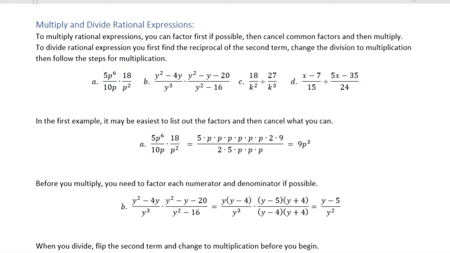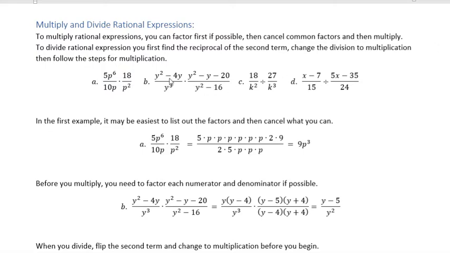To multiply rational expressions, you can factor first if possible, cancel the common factors, and then multiply. To divide rational expressions, you first find the reciprocal of the second term, change the division to multiplication, and then follow the steps for multiplication. That should sound familiar because that's how you do fractions. And these are just fractions.